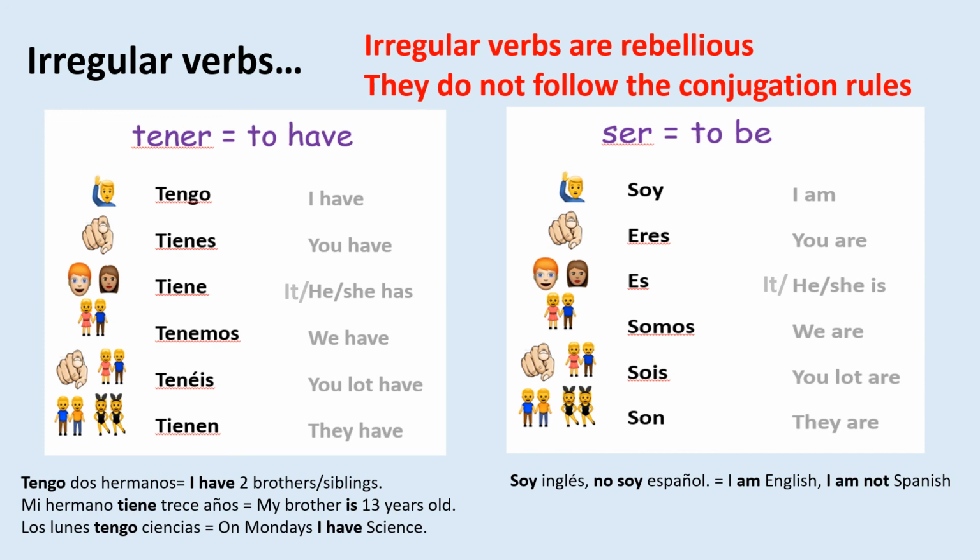Or we're talking about character or personalities. For example, mi madre es muy inteligente. My mom is very intelligent. But we can also use ser to talk about our school. For example, mi colegio es grande. My school is big. As you can see, I use ser to describe.